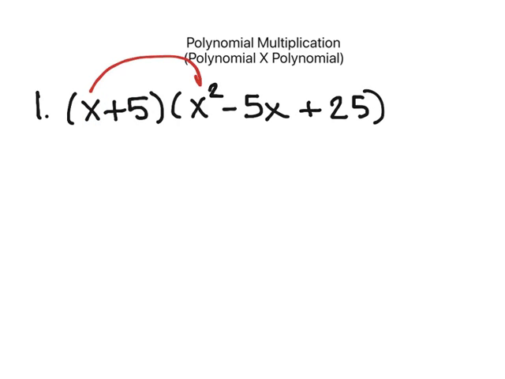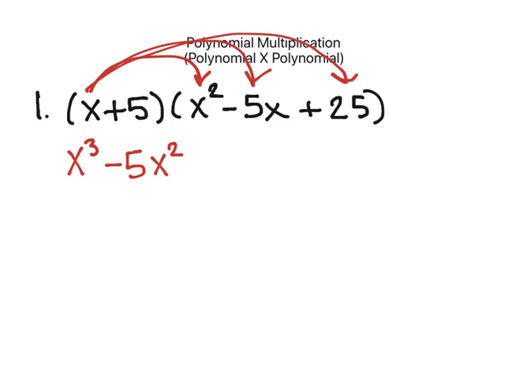We're going to distribute the x first. X times x squared is x cubed. X times negative 5x is negative 5x squared. And then x times 25 is positive 25x. Now let's distribute the 5. I'm going to use a different color.